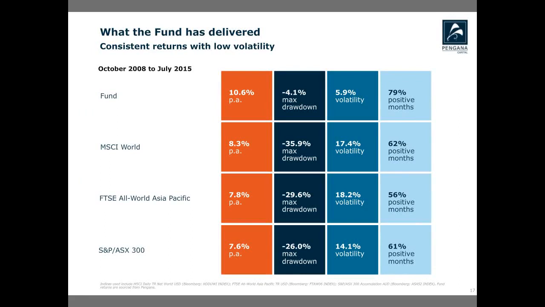Thanks, Vikas. This summary slide shows the performance of the fund and some of the risk-return metrics. So since inception to the end of July, the fund's done about 10.6, but I suppose more importantly, in terms of your portfolio construction, the drawdown's only 4%. Vol is 5.9.